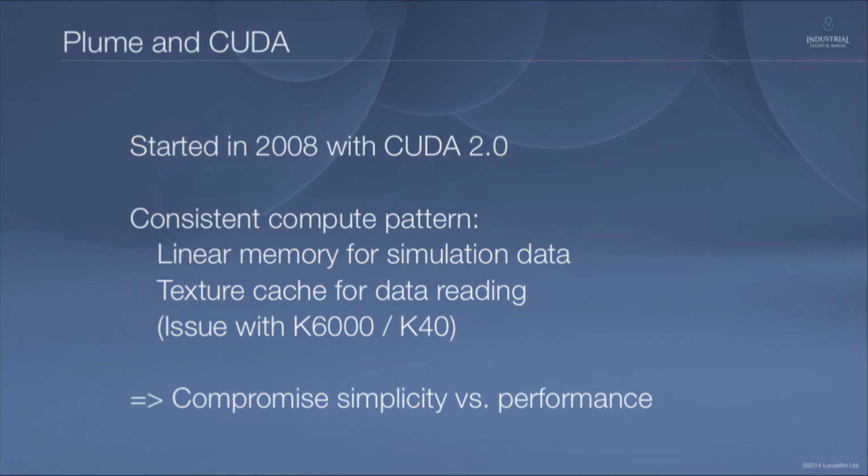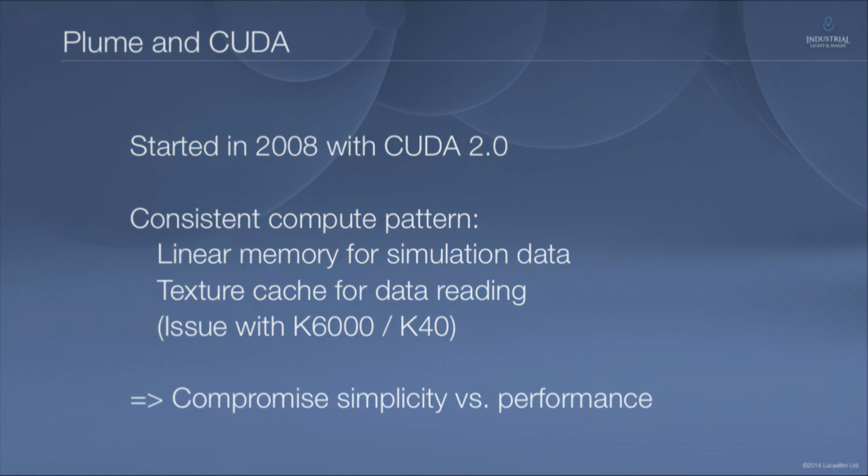Development: Plume is written entirely in CUDA, and development started in 2008 with CUDA 2.0. For those who remember what that was, it wasn't always a happy place to be in terms of stability. So we chose a very consistent compute pattern. We knew it wasn't the optimal compute pattern in terms of performance, so we didn't worry too much about memory coalescing and these kinds of things. And so we went for storing simulation data in linear memory and then reading back that data through the texture cache, by binding a texture to linear memory. So this was a fairly good compromise for us.